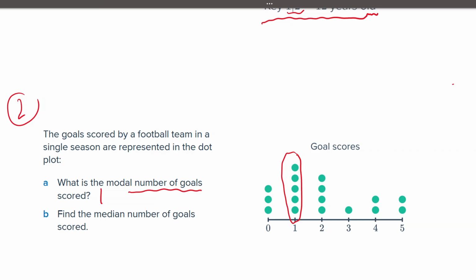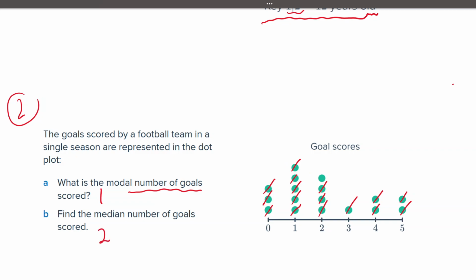Question B, find the median number of goals. Again, we can just use our crossing out method here. So if we cross off 1 from the lower end, 1 from the higher end, and we keep on working our way towards the middle, keep on going, and we will get to 2.